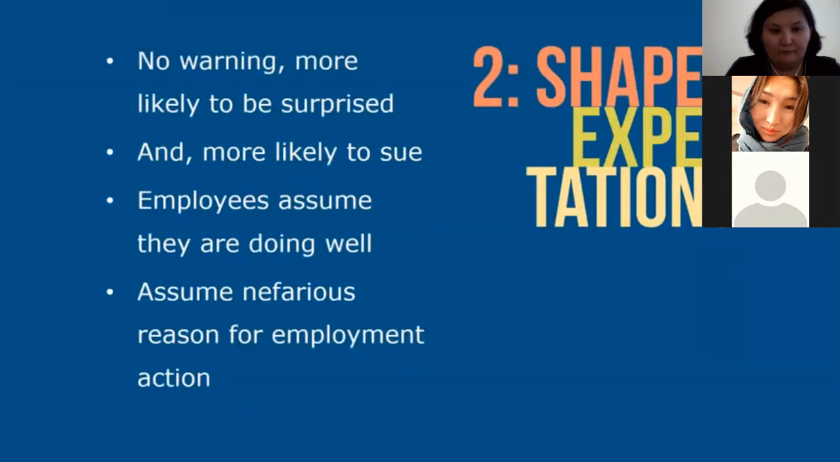An employee who has not been warned in writing is more likely to be surprised when terminated, and a surprised employee is more likely to sue. Why? Because of expectations. Most employees assume they're doing well. They believe that no news is good news. An employee who is terminated after never being warned of performance problems, or only being warned verbally, is far more likely to be surprised and feel angry and mistreated. The employee is also more likely to assume that there must have been some nefarious reason for the termination, and therefore more likely to consult with an attorney or file a charge of discrimination.